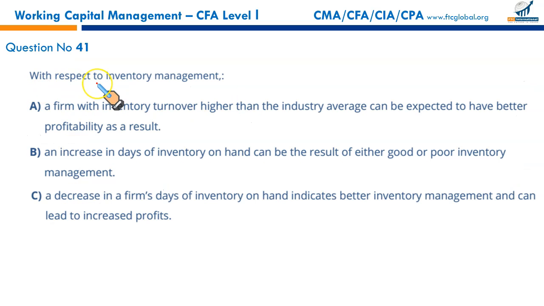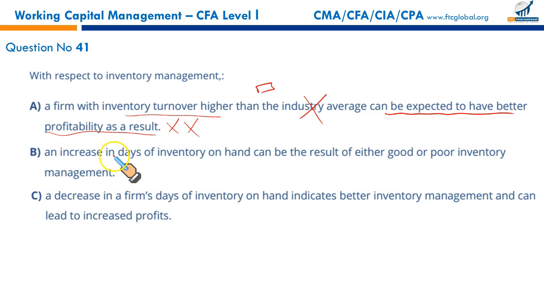Next, with respect to inventory management, a firm with inventory turnover higher than the industry average can be expected to have better profitability as a result. There is no such guarantee. It is not always true. It could be caused by low stock levels. Maybe your inventory turnover is higher because the denominator, the stock level, is low. So we cannot conclude that the business inventory management is good and that the business would be more profitable. We can't say that.